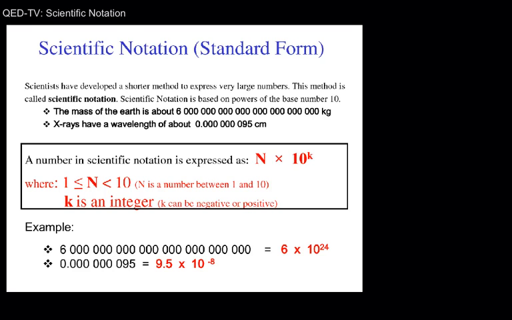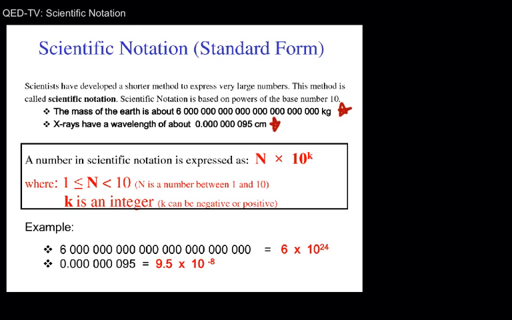If I have a couple of examples here, you'll see here is the mass of the Earth in kilograms, and that's a really big number. Of course, we don't want to write that number out all the time, so we write it in scientific notation. Now, that's a very big number. But the next number is the wavelength, how long an X-ray is in centimeters, and you'll notice that's a really small number. So we can use scientific notation to write big numbers or small numbers in a shorthand method.